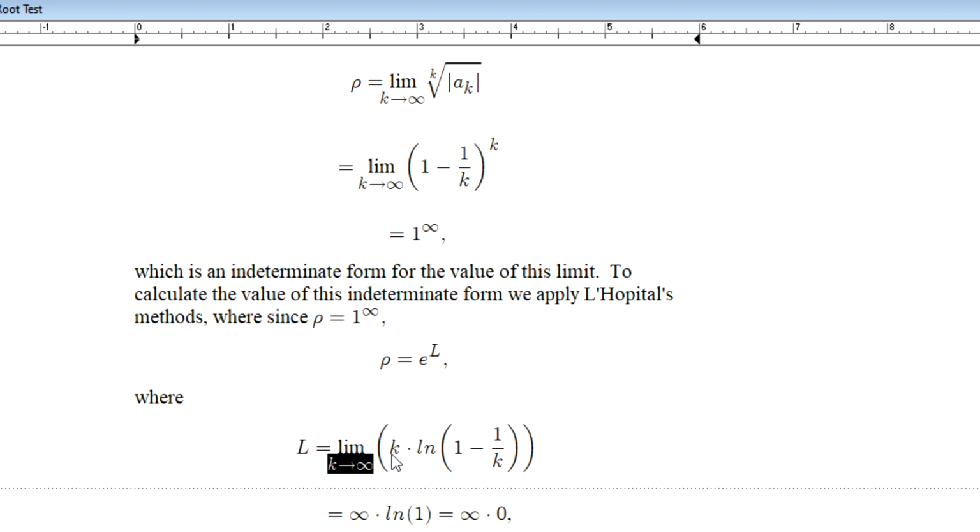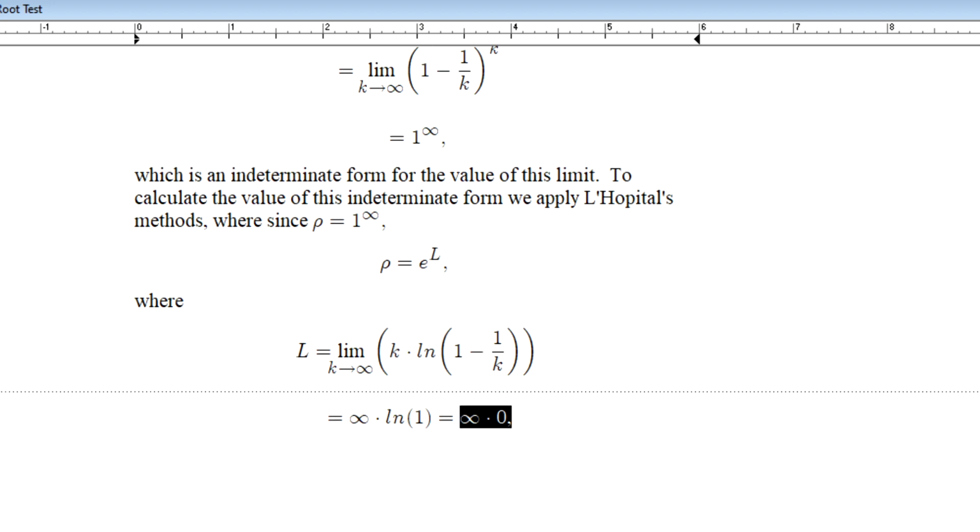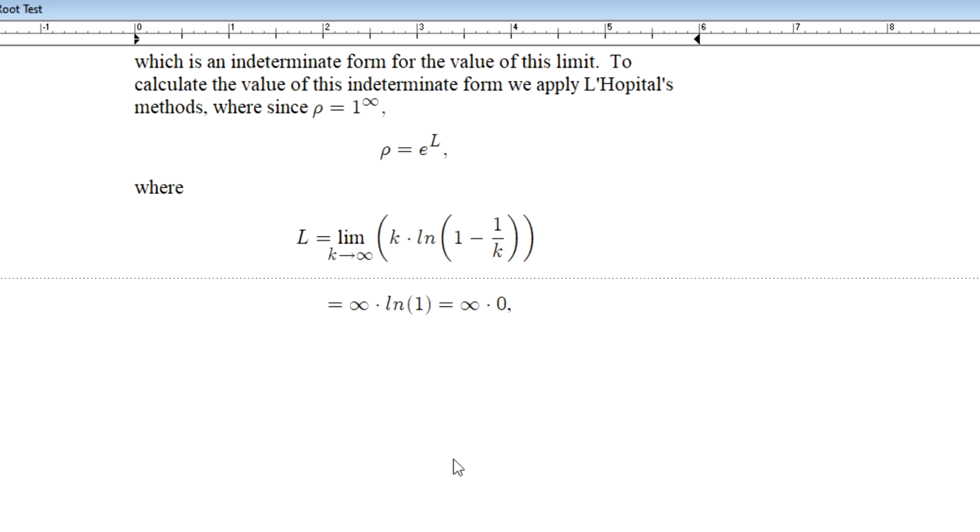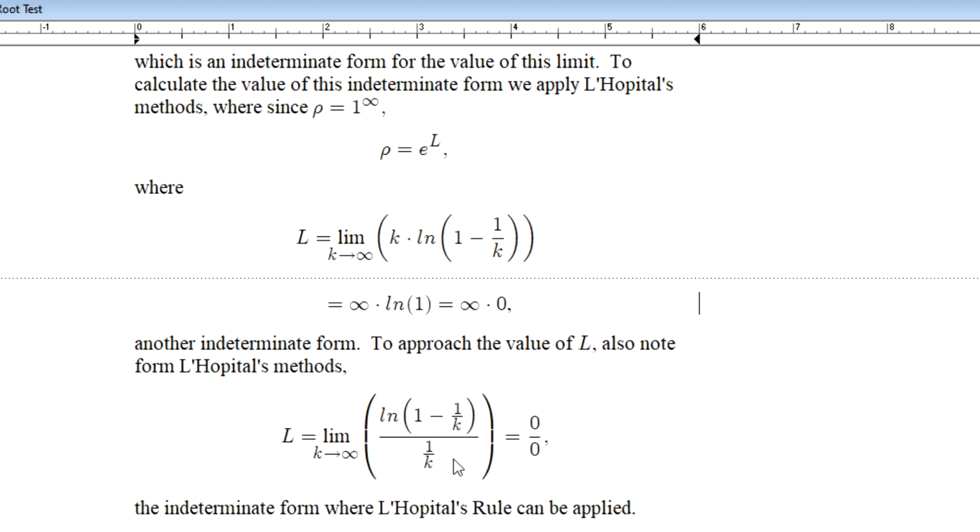Now, if I use a little substitution, this k will become infinity. 1 minus 1 over k we know is going to be the value of 1. So this is going to give us the limit of infinity times the ln of 1. Now, ln of 1 is equivalent to 0. So the end result is actually infinity times 0, where some of you might try to argue that's 0. Be careful. That is another indeterminate form, infinity times 0.